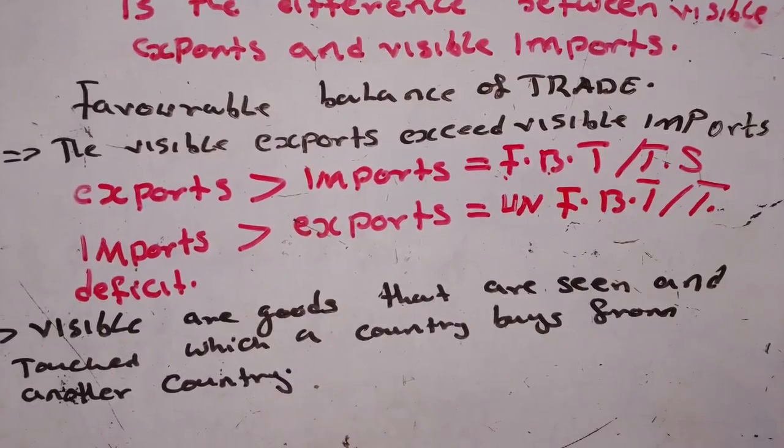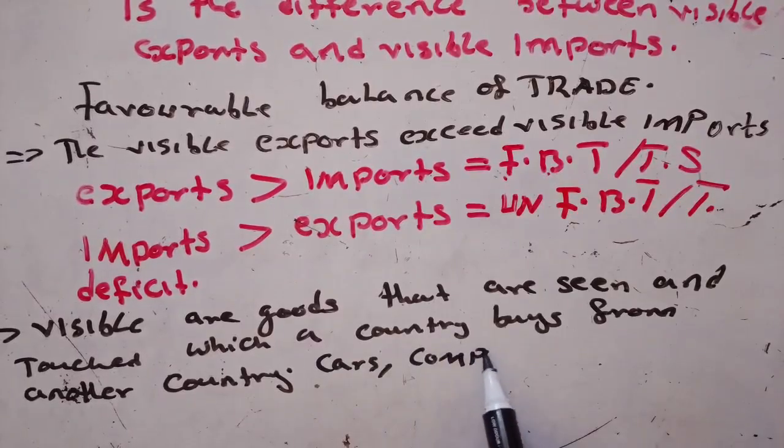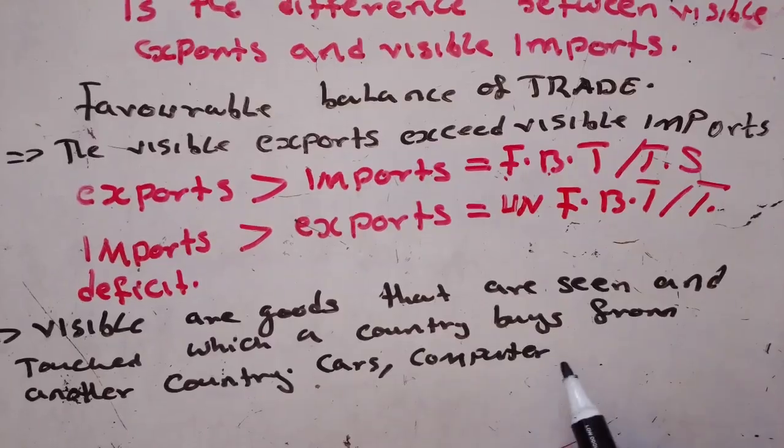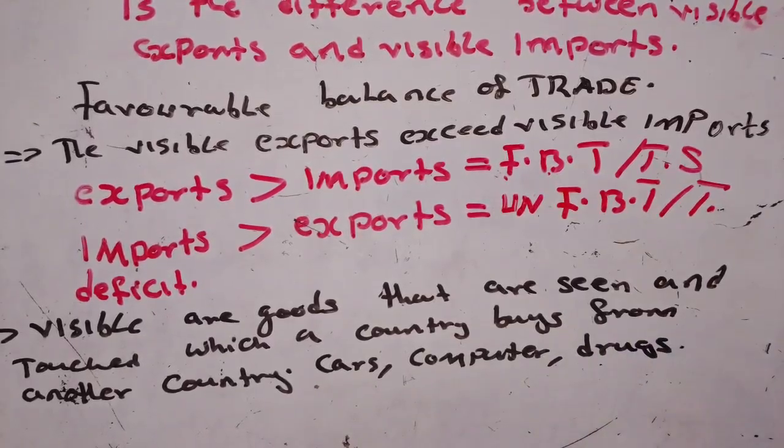Okay, so this is what you call visible imports. Goods that are seen and touched, which a country buys from another country, is what we call visible imports. This includes cars, vehicles, computers, drugs, and clothes. Okay.